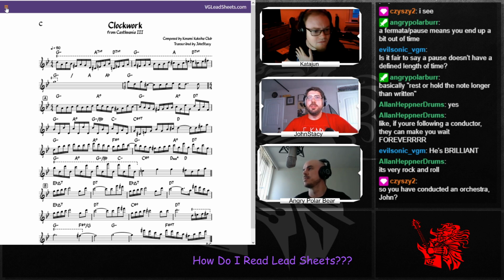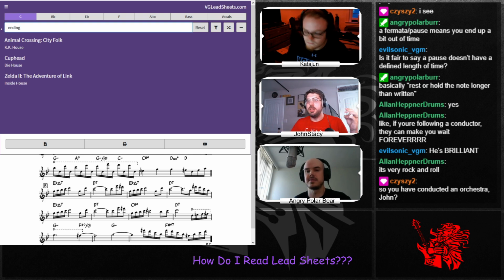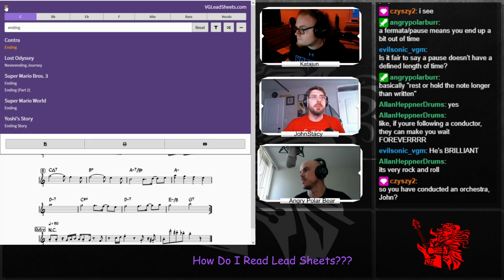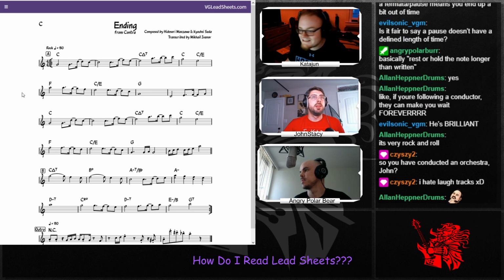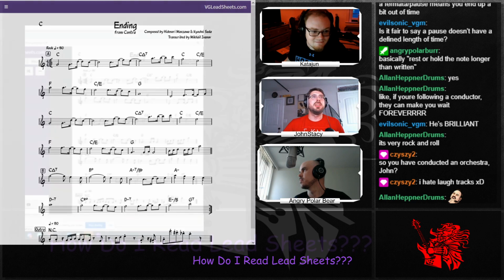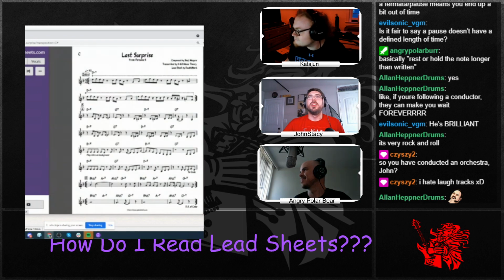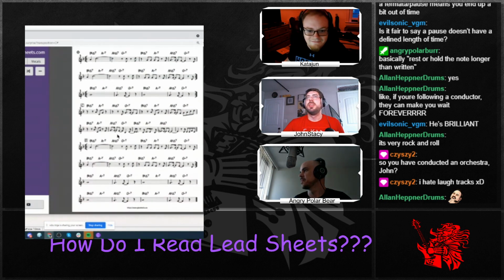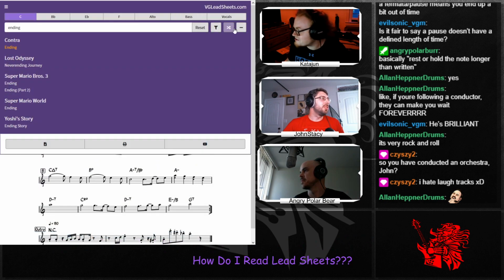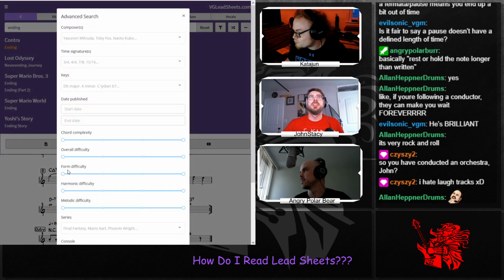So I think that covers most things, and pretty much whenever it comes to a lead sheet, there are some things that you're going to run into. I'm trying to find an example of one that has an unusual form, which conveniently they have on VG lead sheets. They have a set of filters, so you can filter by what has a difficult form. It's right next to search. It's the filter thing. Ooh, form difficult.